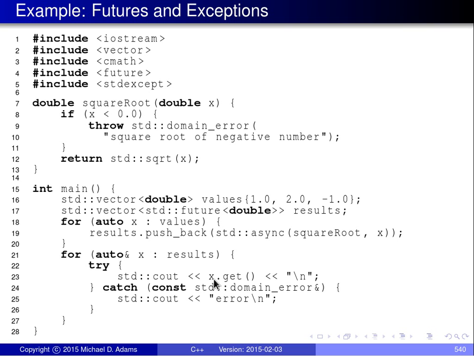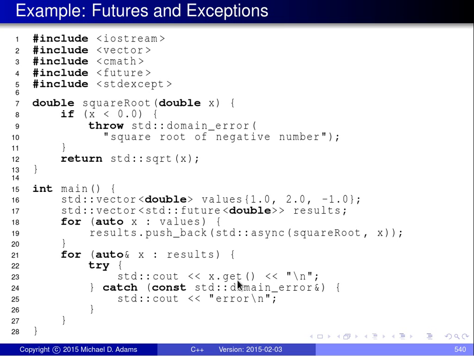But because the function that we were invoking with async can throw an exception, because we're invoking the square root function, and square root can sometimes throw an exception, it's possible that when we call the get member function, this may throw an exception, because if the result that was written into the promise that corresponds to this future was an exception, then when we call get, it's going to rethrow that exception. So because an exception can be thrown, in particular a domain error exception may be thrown, this is why we're using a try-catch block here.